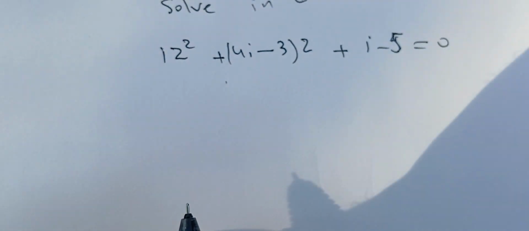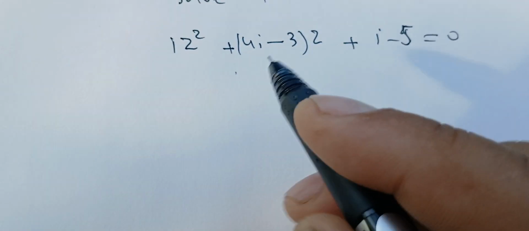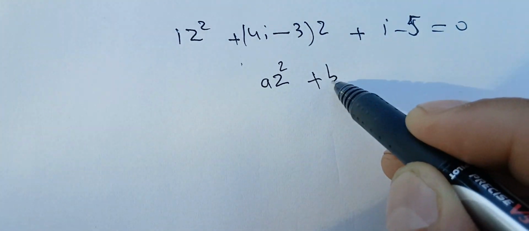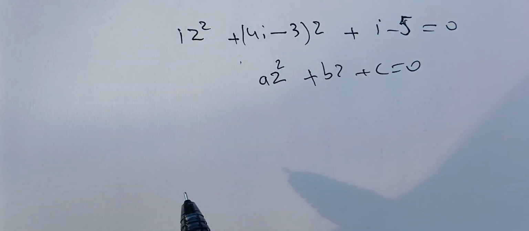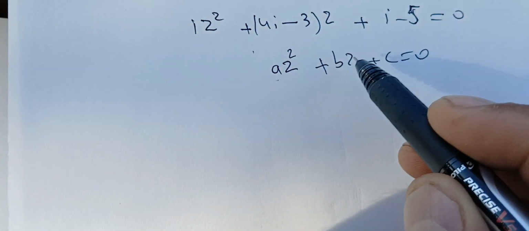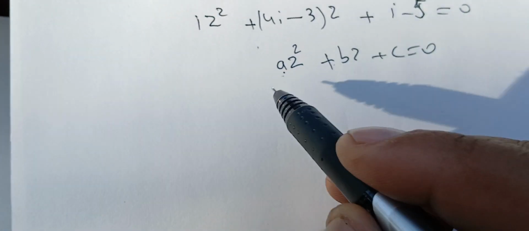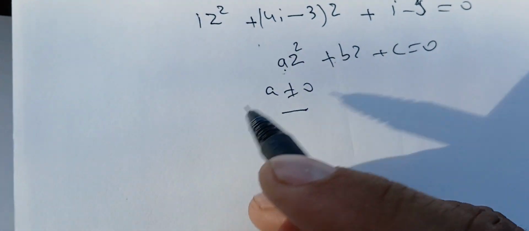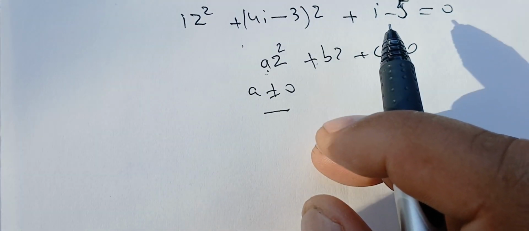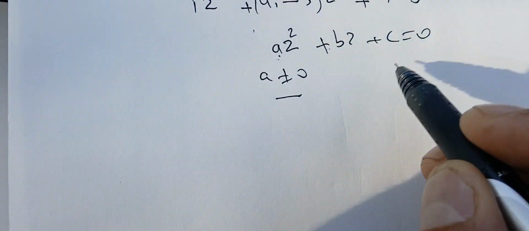So the best way is to use the discriminant. We know that az squared plus bz plus c equals 0. So this is a polynomial in C with these coefficients a, b, and c. We assume that a is different from 0, so that we have a second degree polynomial in this set of complex numbers. So the best way, we said, is to compute delta.